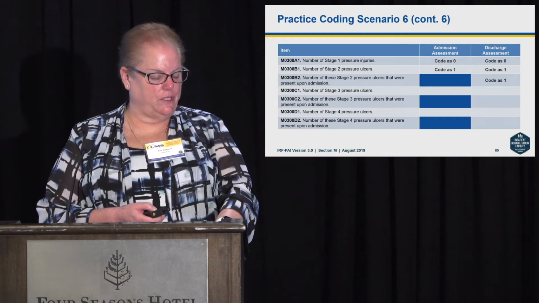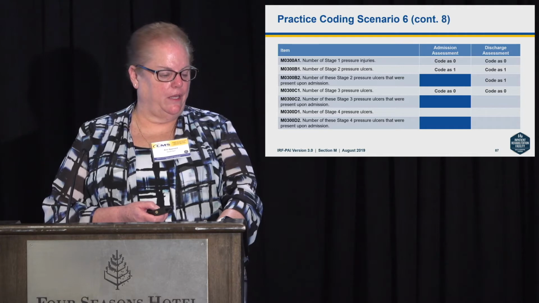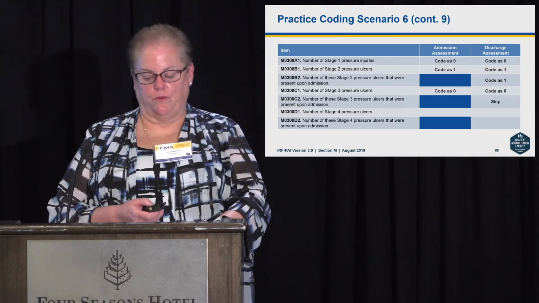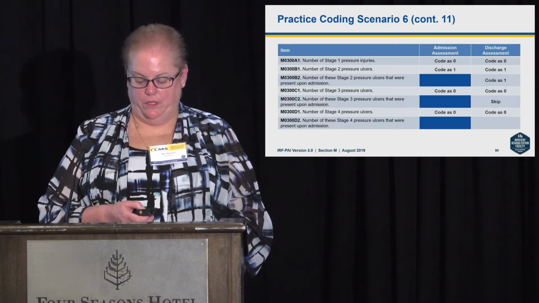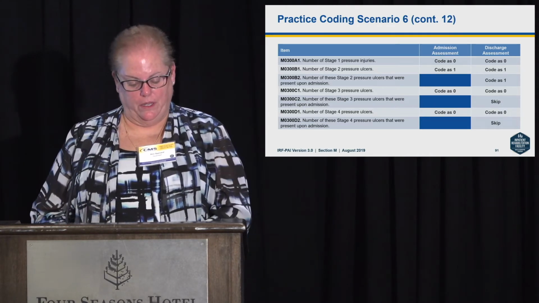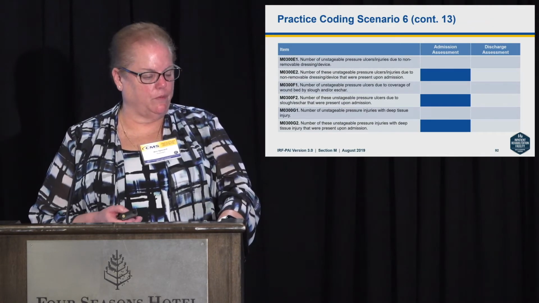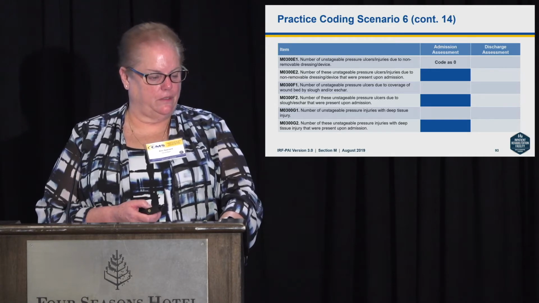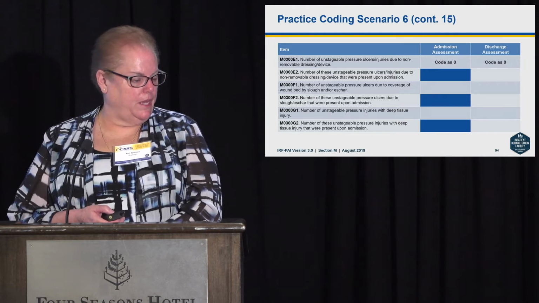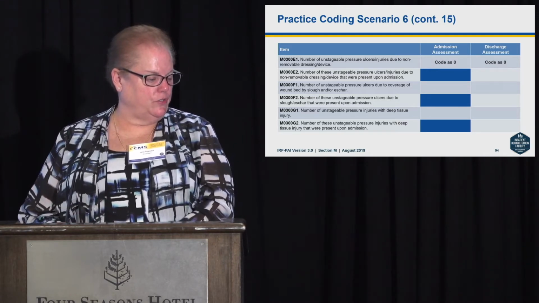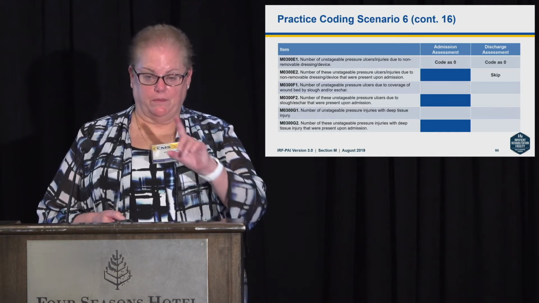How about stage 3s on admission, on discharge, right. And then we would skip. And then how about stage 4s on discharge, and then we would skip. Okay. How about number of unstageable pressure ulcers due to non-removable dressings? 0. Discharge assessments? Okay. And then number of these unstageable pressure ulcers or injuries due to non-removable dressings or devices? Right? I'd skip it, remember?